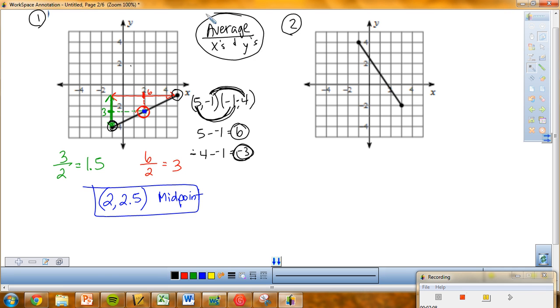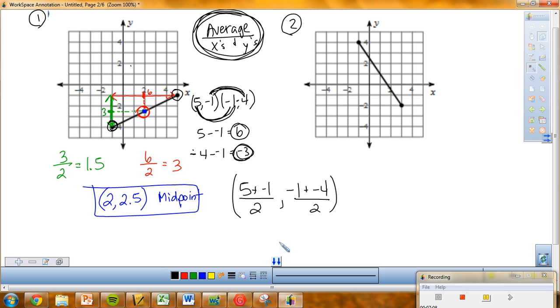So going back to this concept of average, I want to find the average of my x's, the middle of my x's, and I want to find the average of my y's, the middle of my y's. So I take my x's, and I do 5 plus -1 when I average and divide by 2. Over here, I'm going to do the average of my y's. So here's my y's, -1 plus -4, and I divide by 2. And this is all going to be an ordered pair.